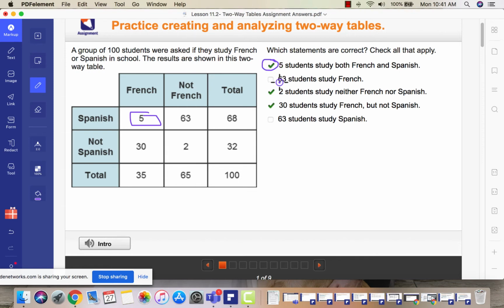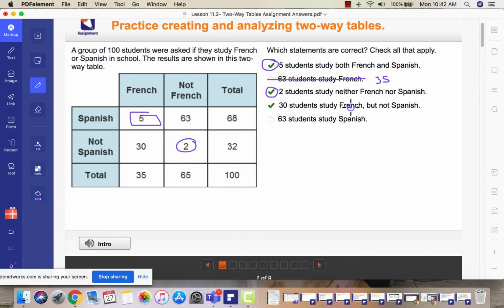Then there were 63 students who studied French. So we're going to look at the French column and we're going to look at the total. So no, there was 35. 2 students studied neither French nor Spanish. Okay, so not French, not Spanish, 2. So that is a true statement.